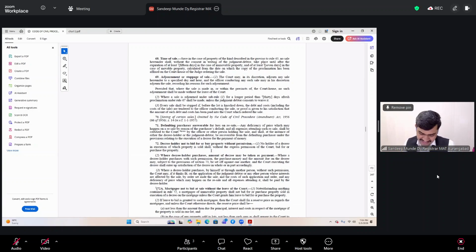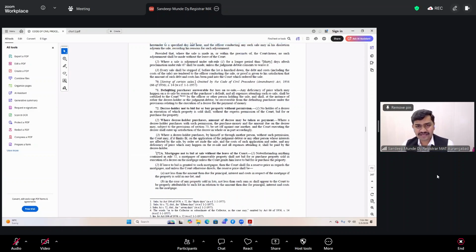Rule 69 gives adjournment or stoppage of the sale. The court may in its discretion adjourn any sale hereunder to a specified day and hour. The court has the power for the adjournment or the stoppage of the sale. If the sale has been conducted and the person who is required to deposit the amount fails to deposit it, Rule 71 states the defaulting purchaser is answerable for the loss on resale. If he commits the default, whatever the cost is required will be taken from the defaulting purchaser.